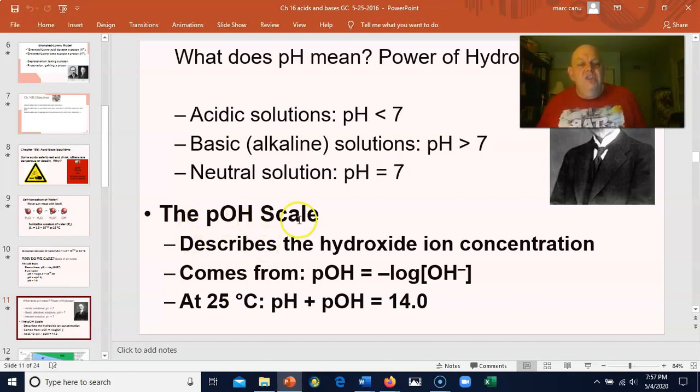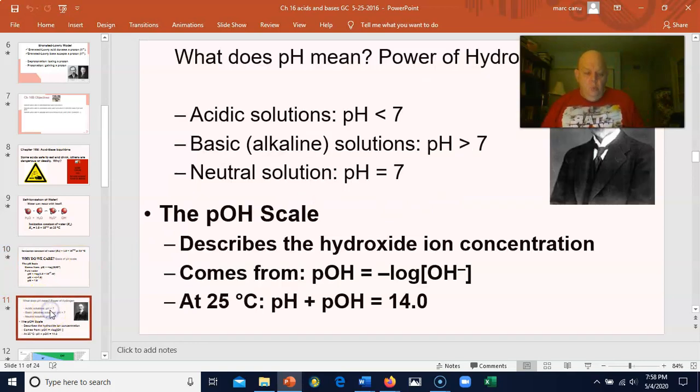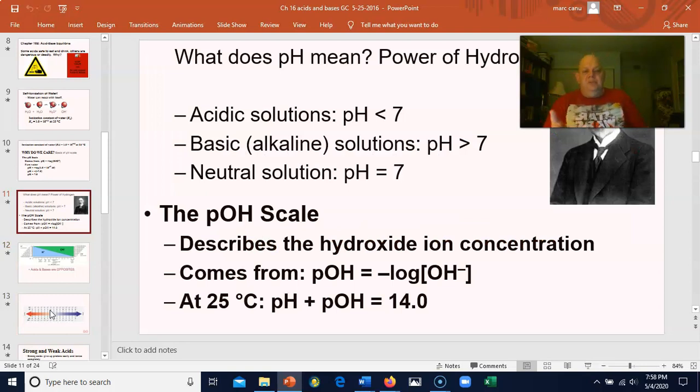So, the pOH scale. Right now, this is the pH scale. Let's look at the pOH scale. It's kind of like the opposite. In fact, it is the opposite. The pOH scale describes the hydroxide ion concentration, that OH minus. So pOH is equal to the negative log of the concentration of the OH. Wait a minute, that looks awfully familiar. When we look at the pH, we said the negative log of the concentration of the H3O. Those brackets are telling us it's the concentration of that particular substance. You got it. So the pOH is the negative log of the concentration of the OH minus, which happens to be our base.